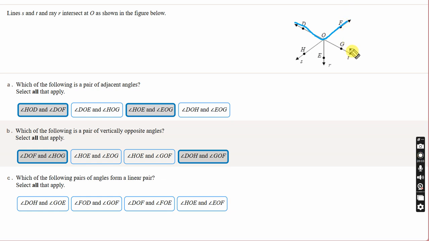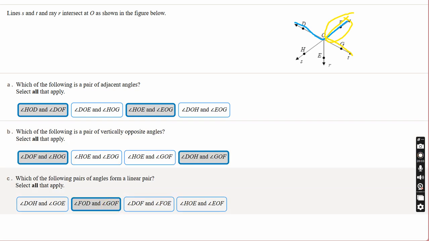And GOF. These two, again, they're overlapping and going completely in opposite directions. The next one, we have DOH and GOE. Now look, these two are not forming anything. They don't have a common segment. So if you don't have a common segment, it is not an adjacent pair.